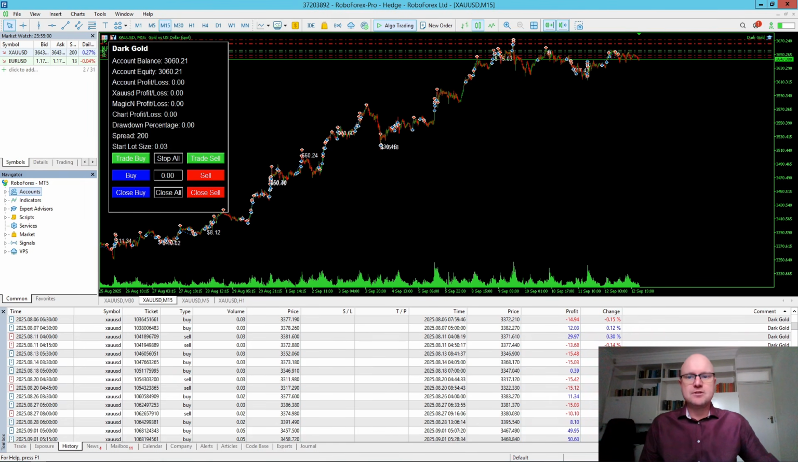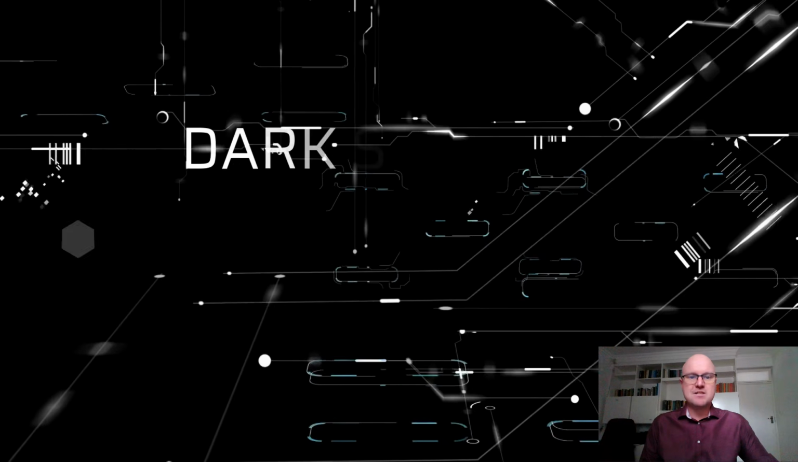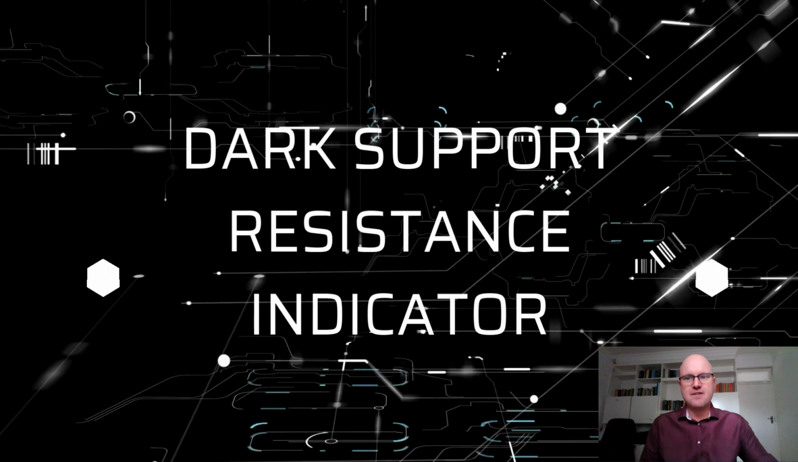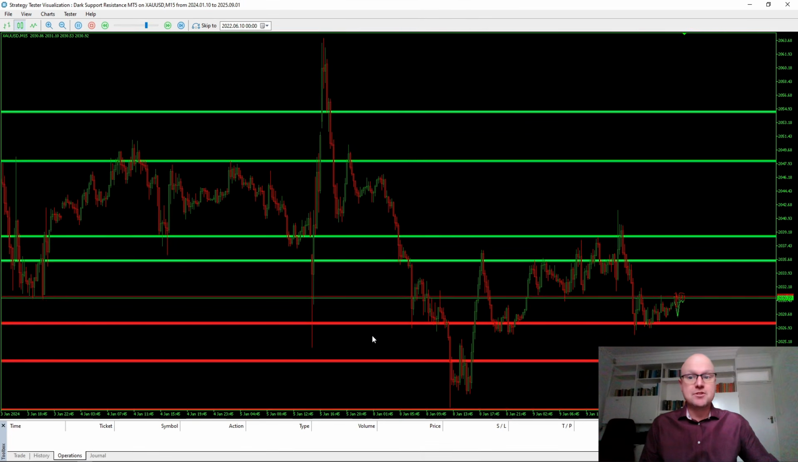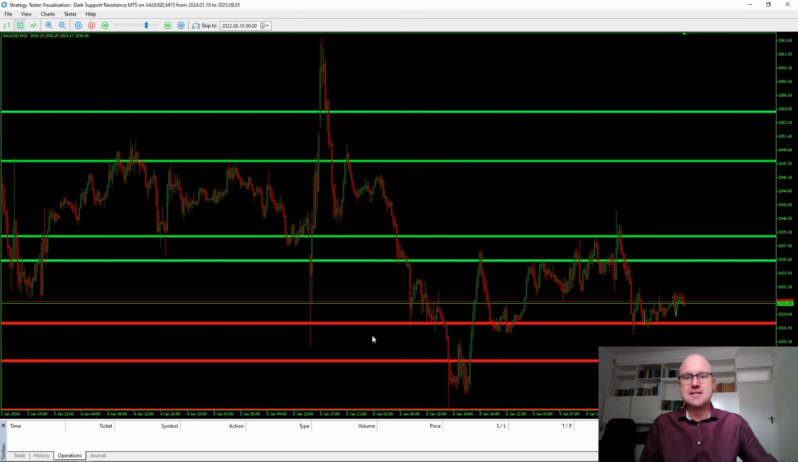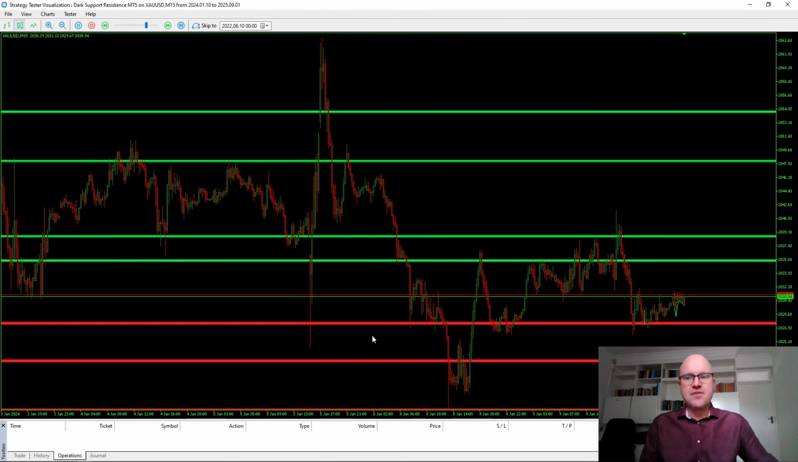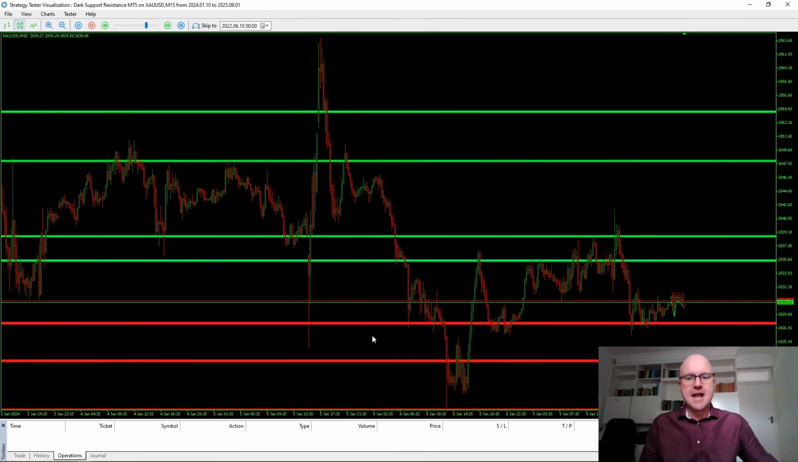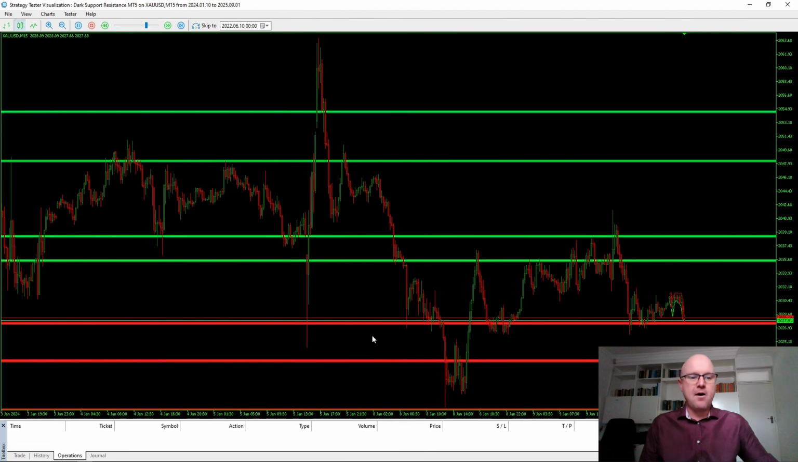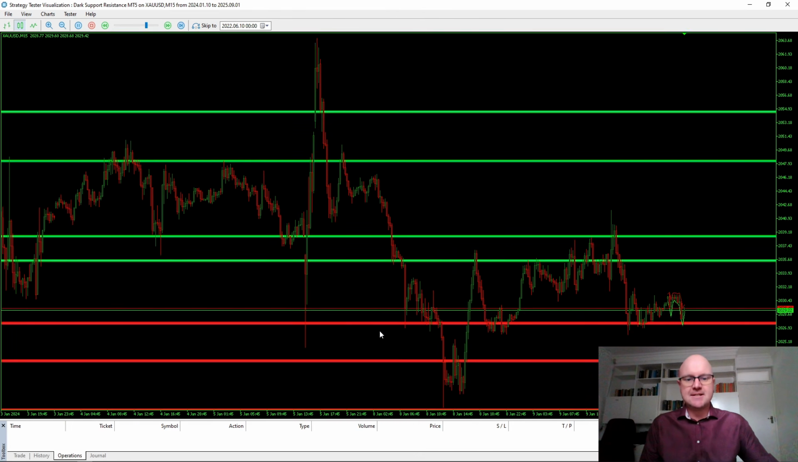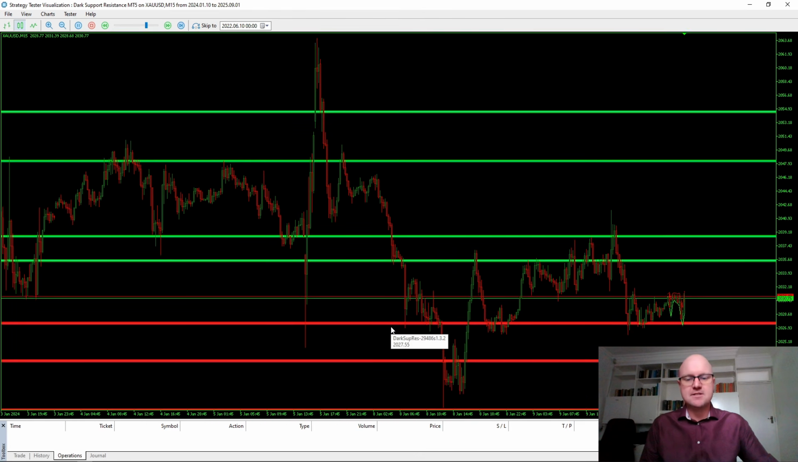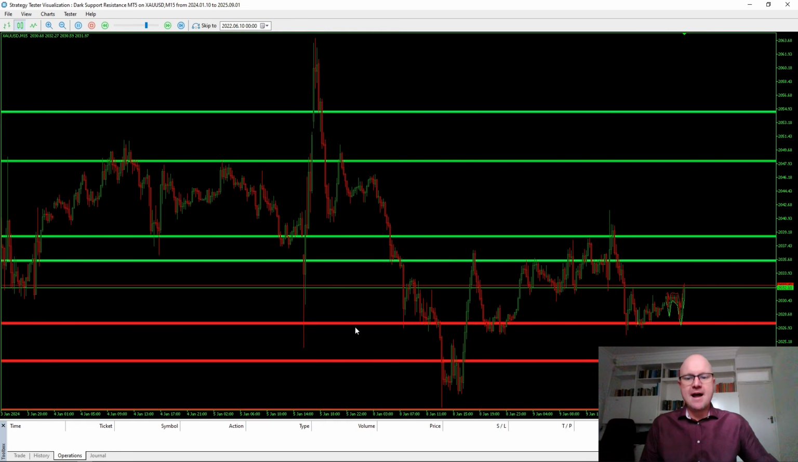Now, first thing that we'll do is let's explore the way that Dark Gold uses market order entries on the Dark Support Resistance indicator in a trend following strategy. So firstly, we're looking at the Dark Support Resistance indicator running on the 15-minute time frame against the XAU USD or spot gold. And here you'll see it's automatically identifying key support and resistance zones, which become the backbone of this trend following EA.